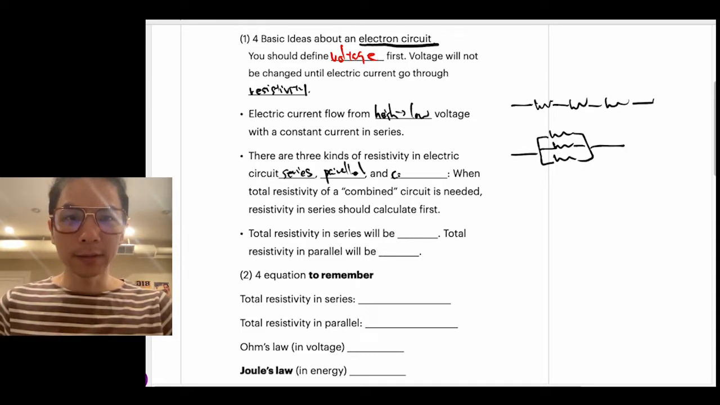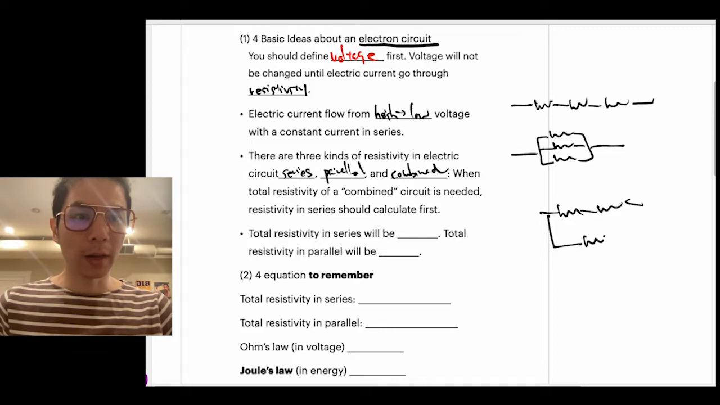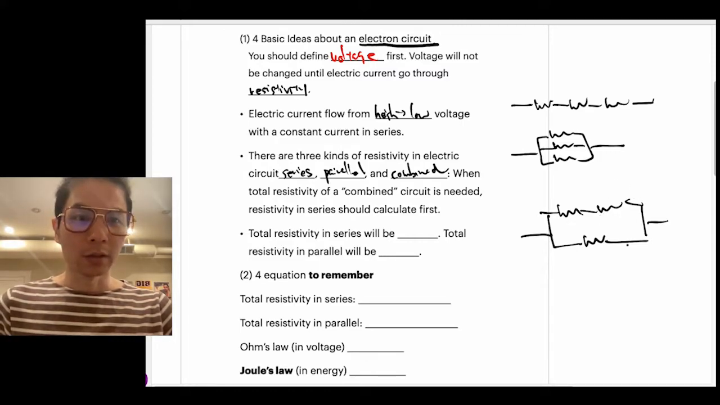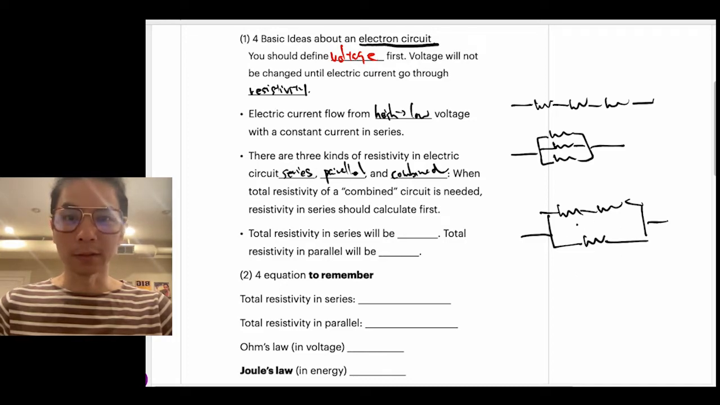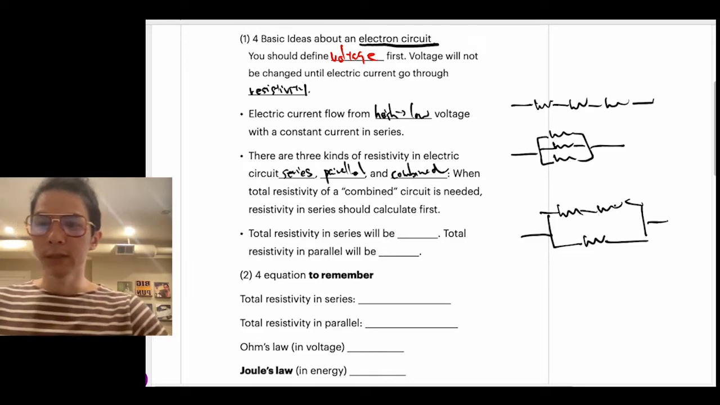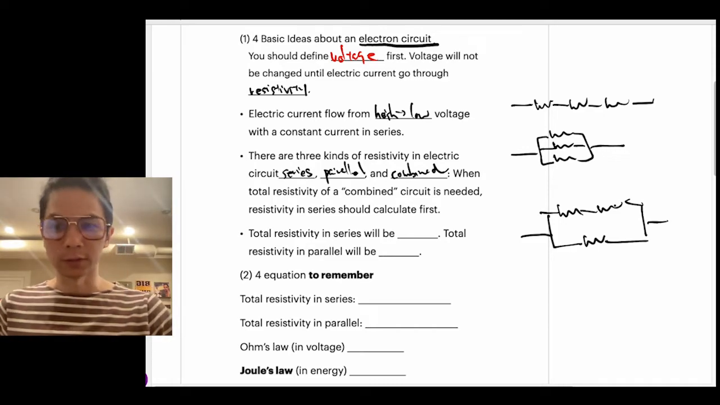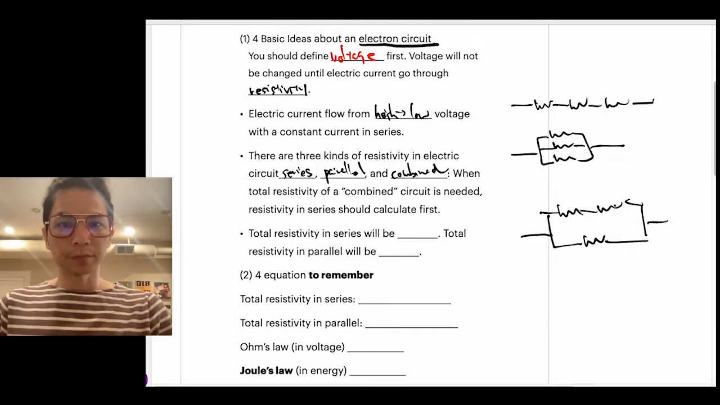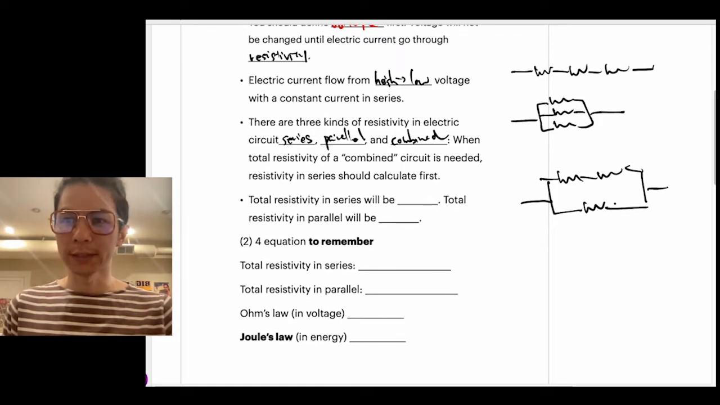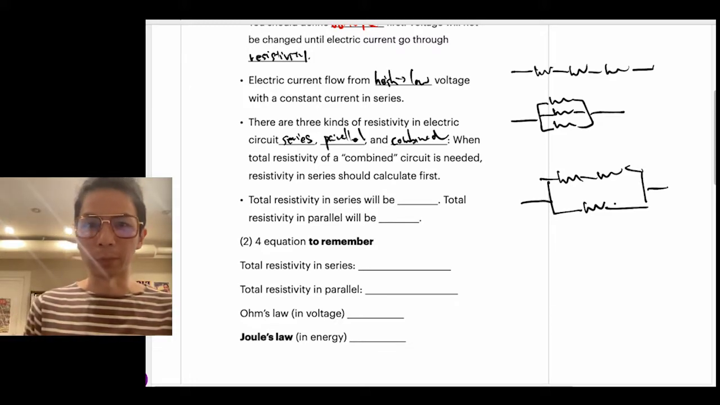And the other is combined, which means you have both series and parallel in one electric circuit. In this case, you see this part is in series, but if you look at the whole electric circuit, it looks like a parallel, which is what I call a combined electric circuit. So there are only three types. You have to find which type of circuit you have when you solve the problem.